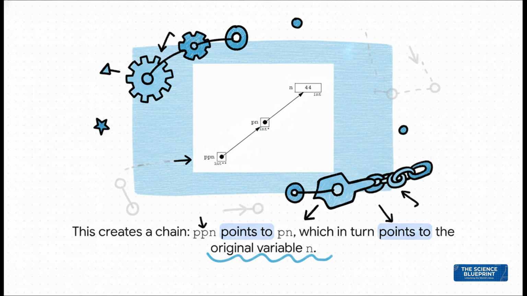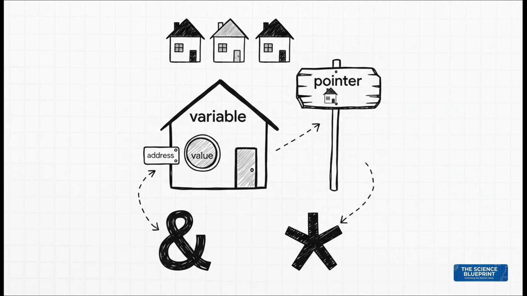The first pointer, ppn, doesn't take you straight to the number. No, it points you to the second pointer, pn. And then pn points you to the final variable, n. This ability to build chains is absolutely fundamental for creating really complex data structures and managing memory super efficiently in big software projects. Okay, let's boil this all down.